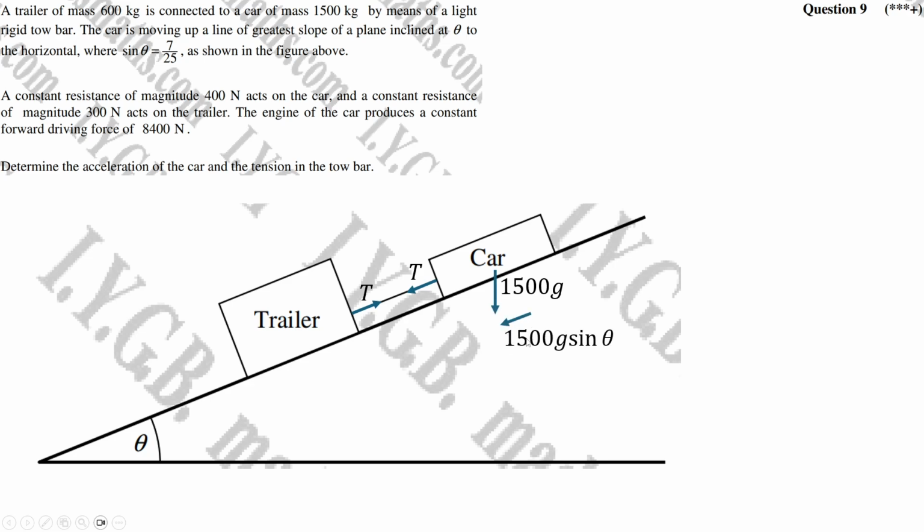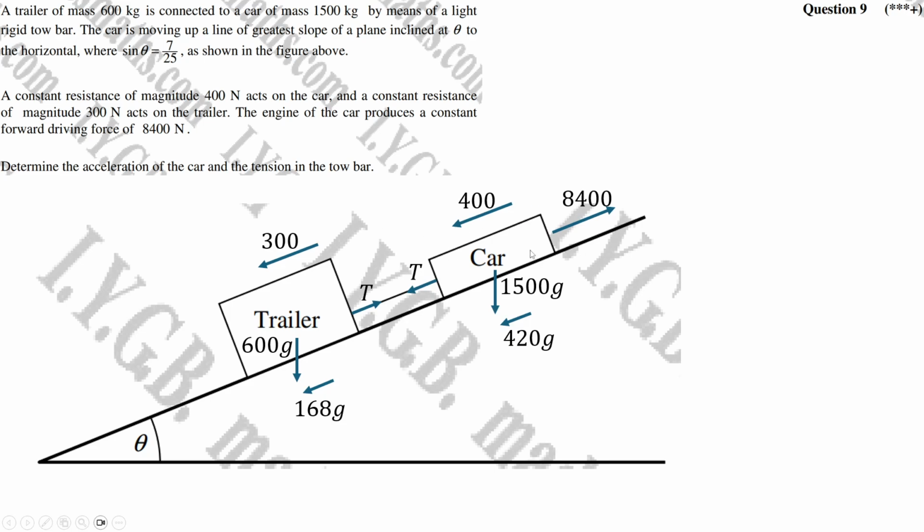Okay, that means the horizontal component acting parallel to the inclined plane is 1500g sin theta, and then here you'll have 600g sin theta. You can draw yourself the triangle if you prefer. And what else can we say? So sin theta is 7/25, and we know that there's a constant resistance force of 400 newtons acting on the car, and I've just replaced these because we know that sin theta is 7/25. And driving force here, and then the resistance force here 400, and then this other resistance force of 300.